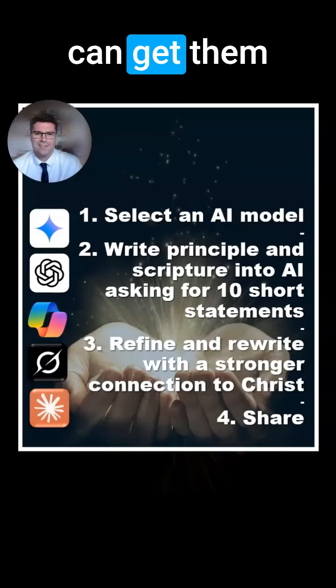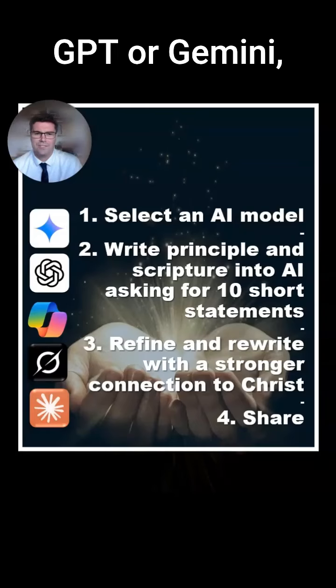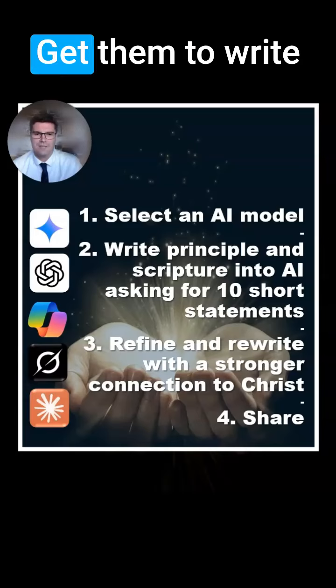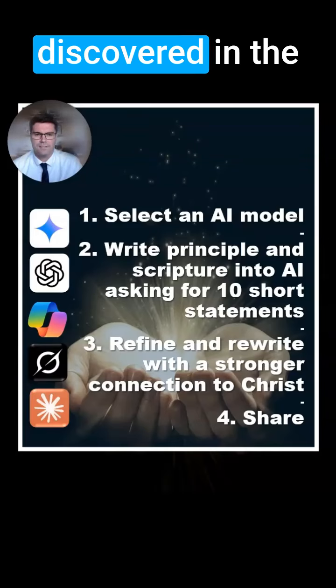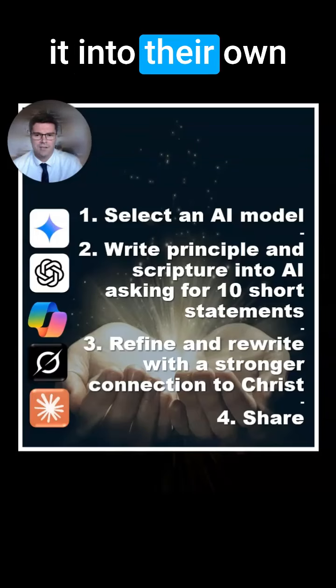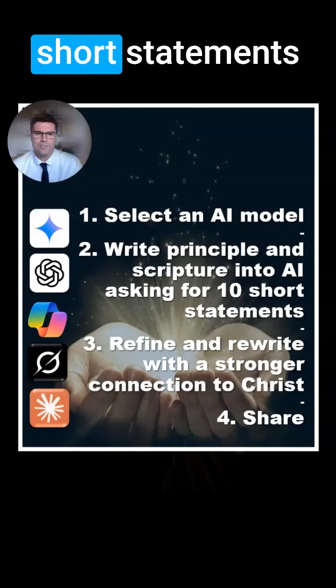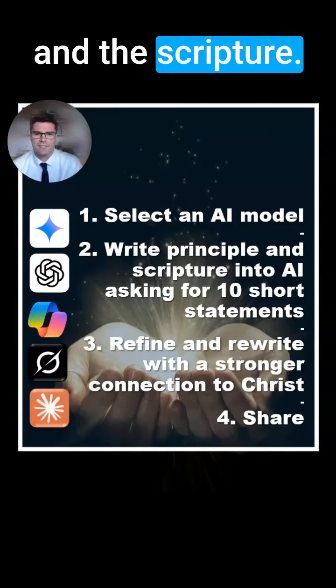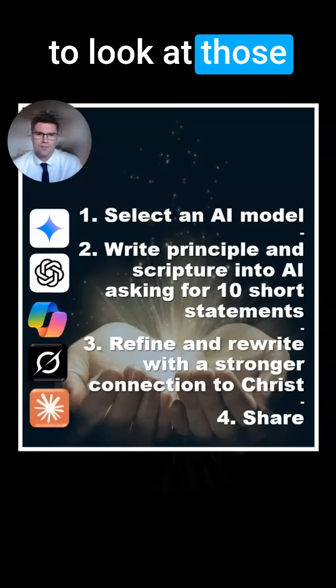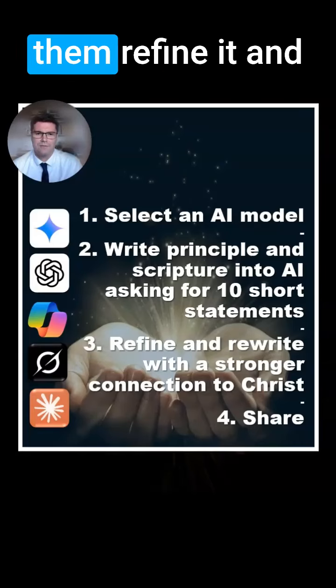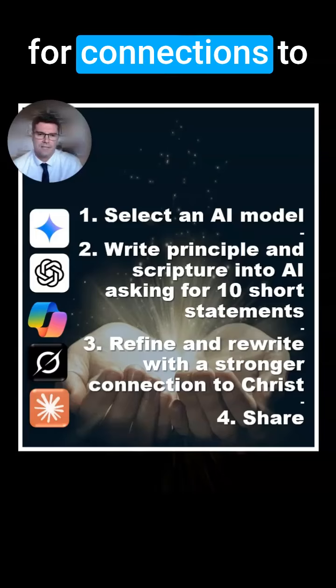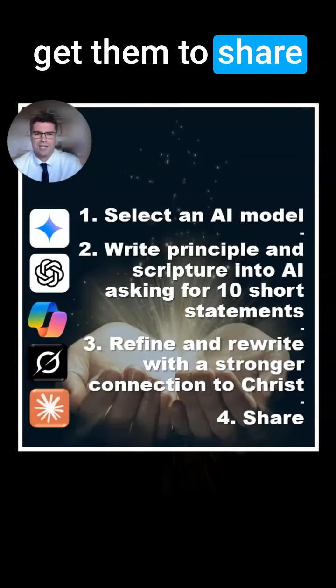And so here you can get them to select the AI model, whatever they use, ChatGPT or Gemini, whatever it is. Get them to write the principle that they have discovered in the scripture and put it into their own words, and ask AI to give them 10 short statements based on what they've written in the scripture. Then get them to look at those 10 statements, read through, select one, and then have them refine it and rewrite it, looking for connections to Christ, and then get them to share it with the class.